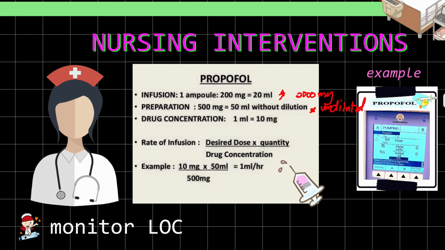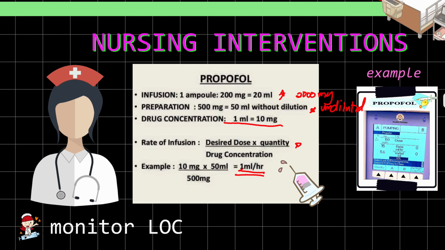That is equivalent to 2,000 milligrams of propofol. That is equivalent to what? Almost, more than 100 ml of propofol. All right, so drug concentration: 1 ml is to 10 milligrams. So in terms of rate of infusion, how are you going to calculate it? Desired dose multiplied by quantity over drug concentration. Example, 10 milligrams times 50 ml, which is your quantity, over 500 milligrams, that will result in 1 ml per hour.